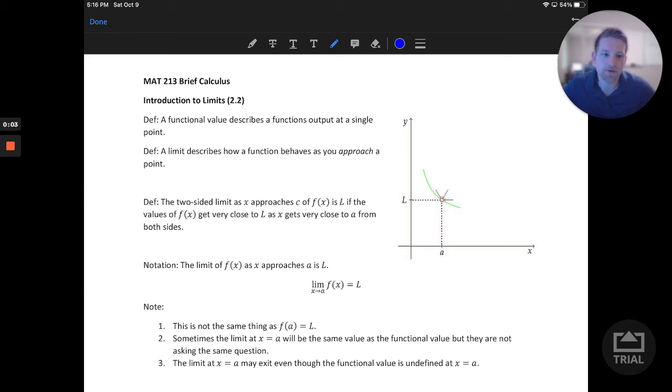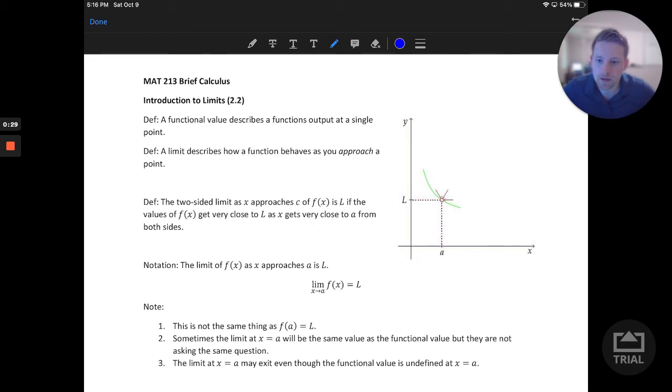Welcome. In this video, we will be taking a look at the introduction to limits. This is our second lecture in our brief calculus course in section 2.2. So let's take a look at a few definitions to get started. We wanted to build a strong foundation when we look at the idea of limits, and then we'll take a look at some graphical examples later in the video.